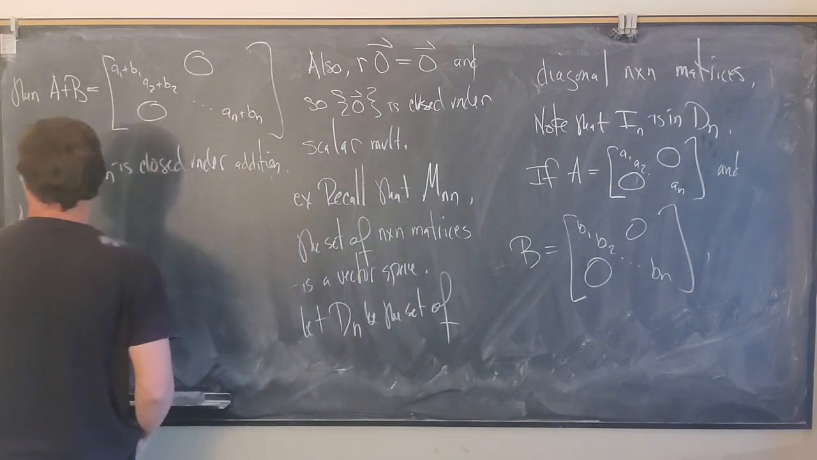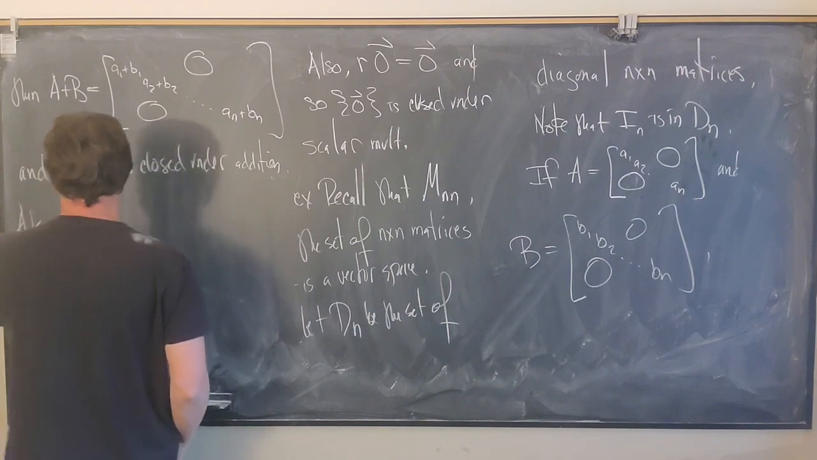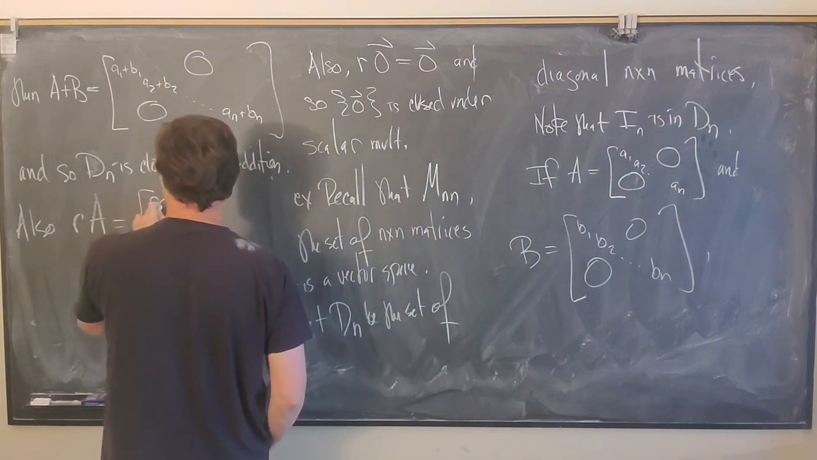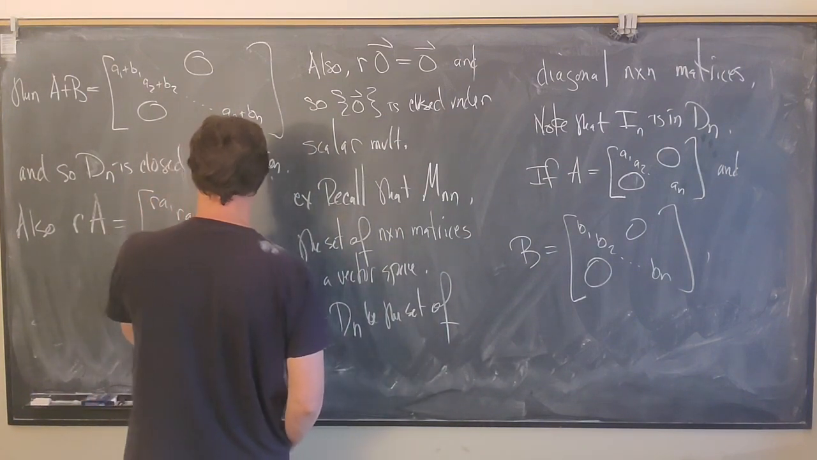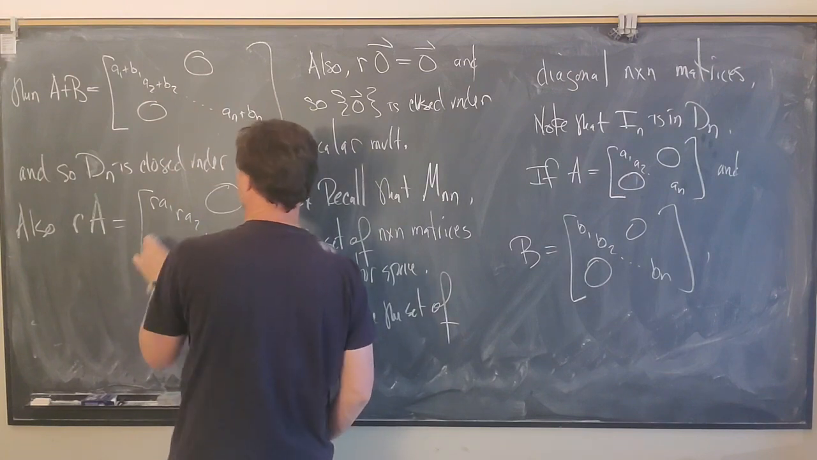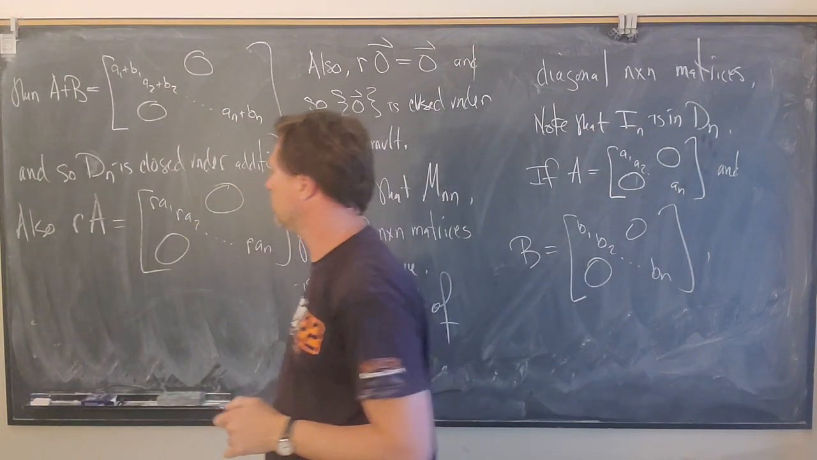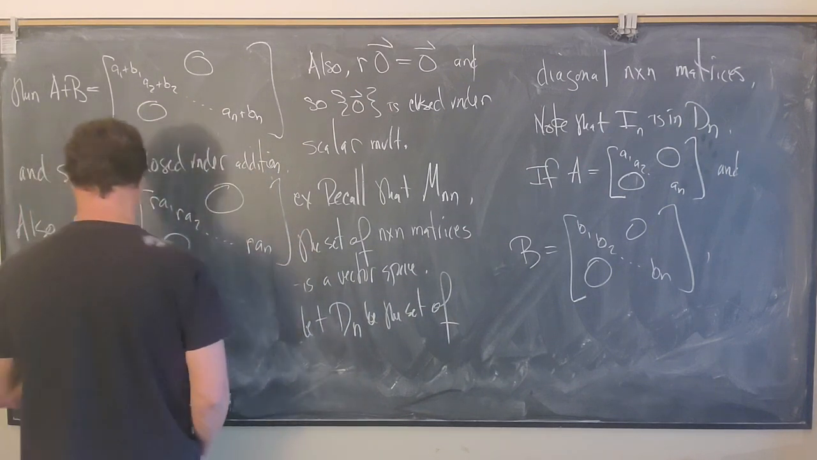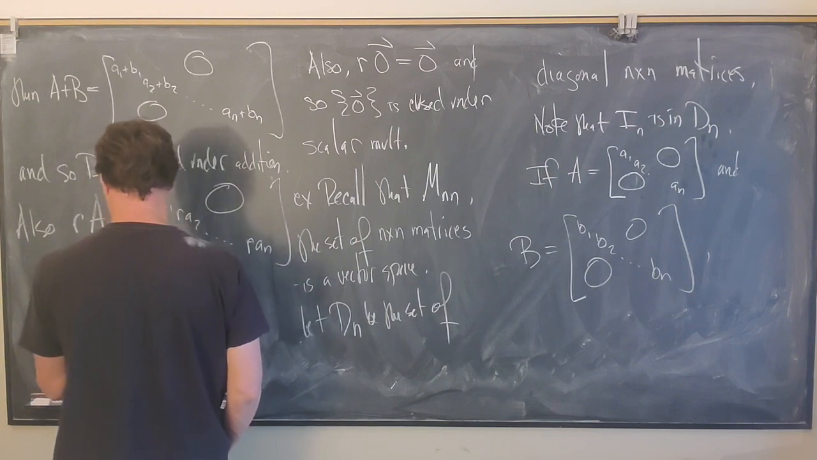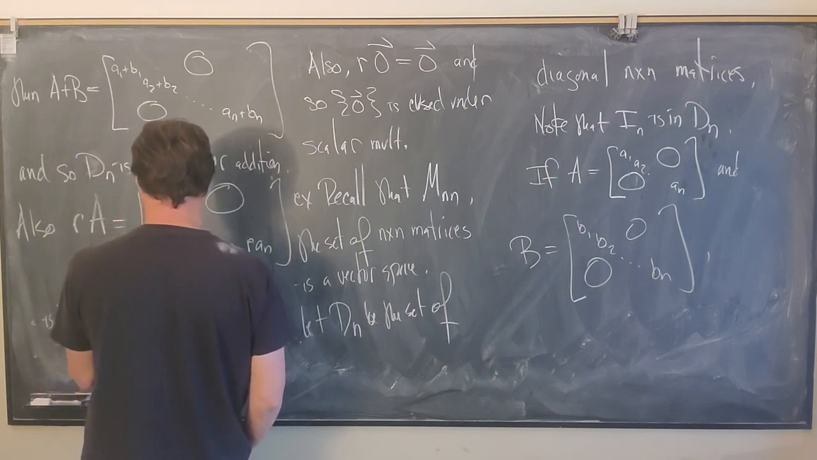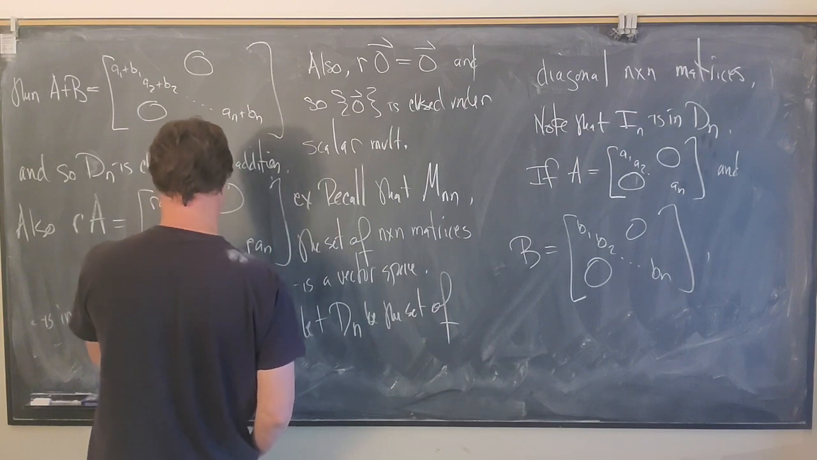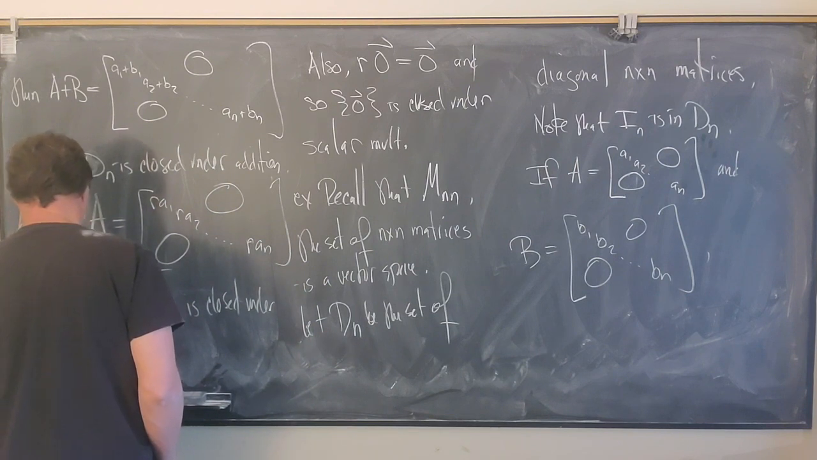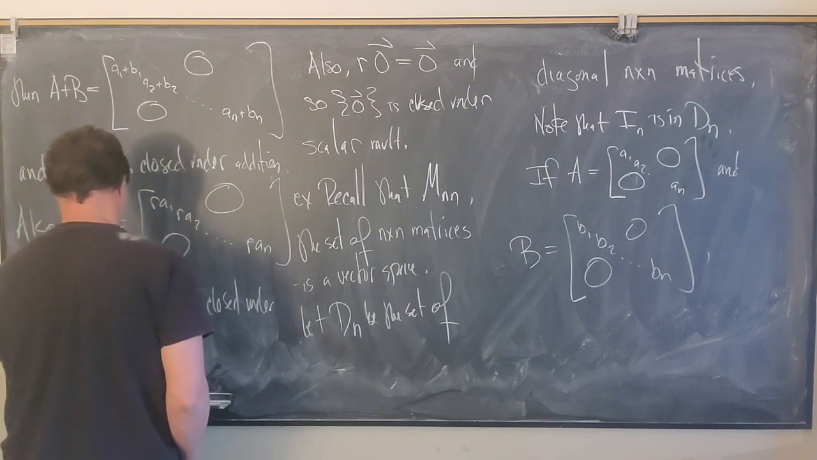Also, if we do R times A, that's going to give us a diagonal matrix also. So this will be RA1, RA2, dot, dot, dot, RAN, zeros off the diagonal. This is in Dn. And so, Dn is closed under scalar multiplication.